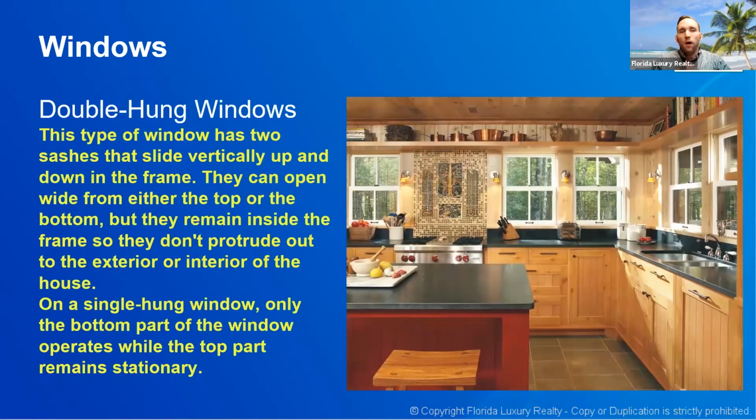So double hung windows. Now this is not the same as a double pane window, and we're going to talk about that too. A lot of people mix those two things up. Double hung windows mean that the window can actually open from the top down or from the bottom up. Okay, so they are actually double hung. It slides vertically up and down, and they can open wide from either the top or the bottom.